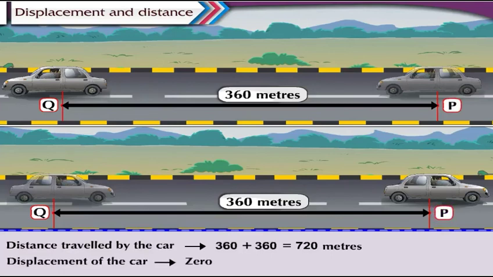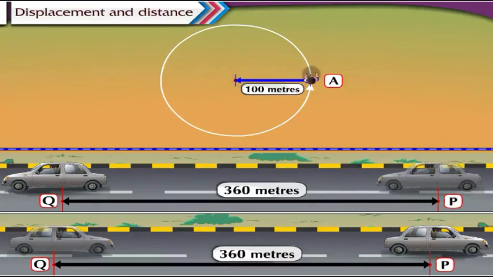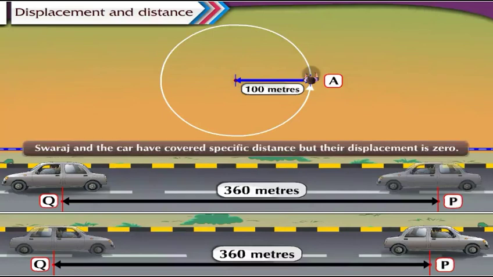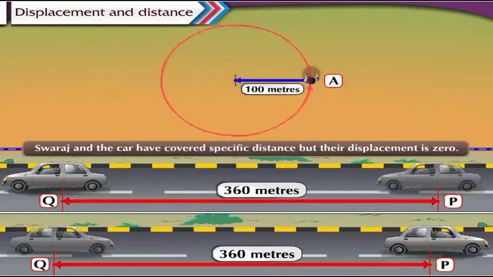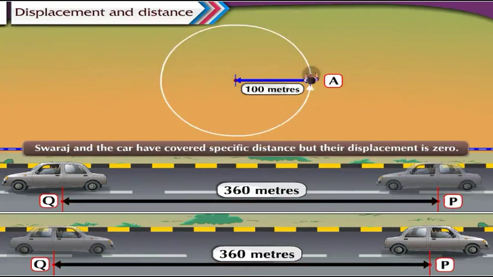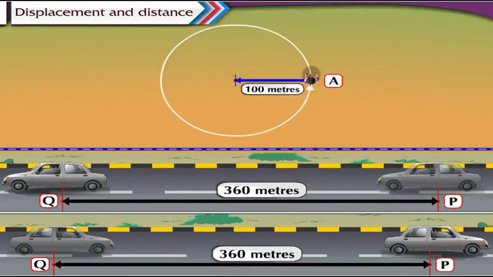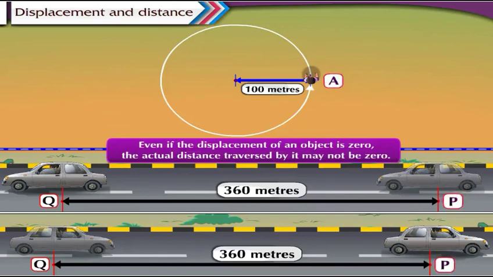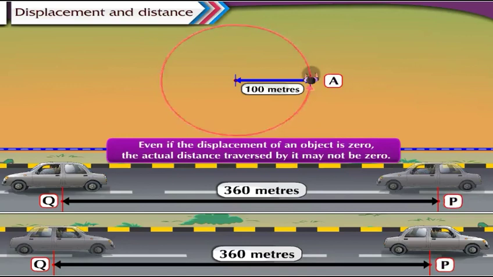In both these examples, Swaraj and the car have covered a specific distance, but their displacement is 0. This means that even if the displacement of an object is 0, the actual distance traversed by it may not be 0. Now let us move to the next part.